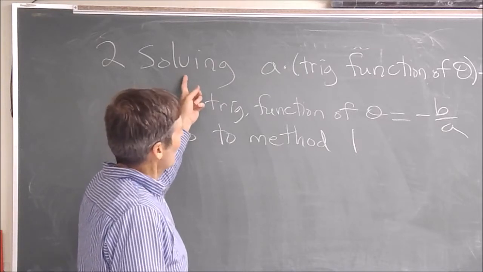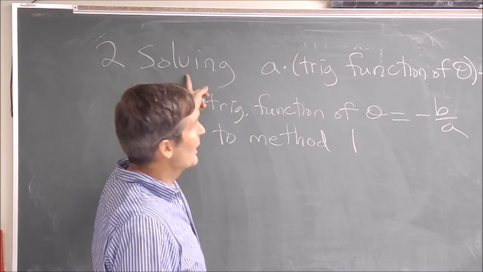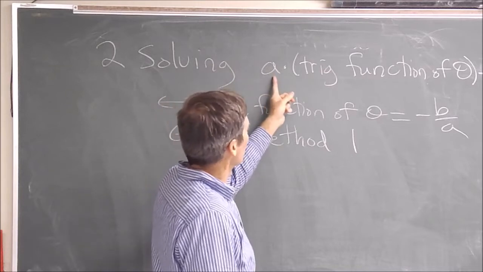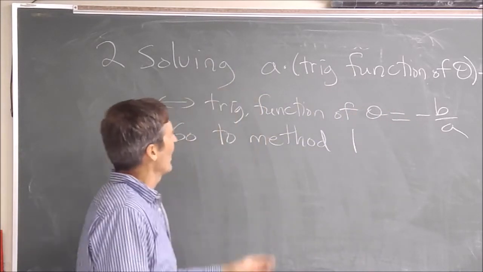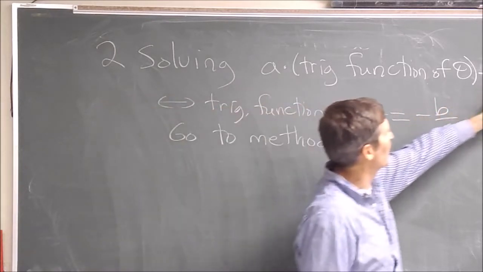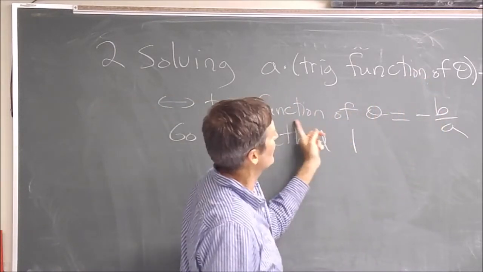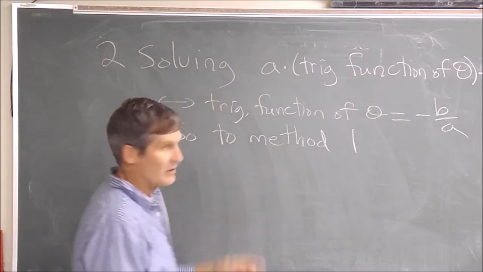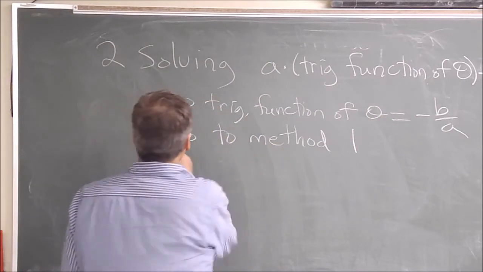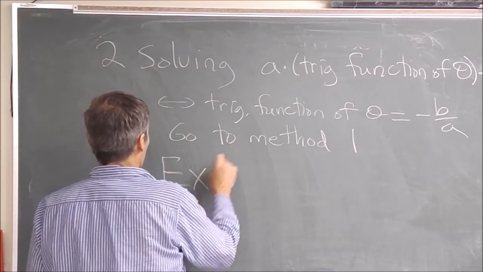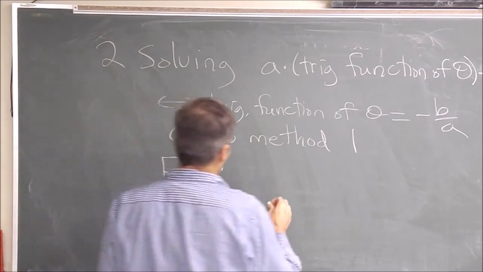We were talking about solving what's called a linear equation in a trig function. A number a times a trig function plus a number b equals 0. We can solve that by simply subtracting b and dividing by a, so you get trig function equals minus b over a. Then you just go to method 1. So these methods are all going to build. Here's a simple example. It illustrates better just by doing one than by saying it sometimes.